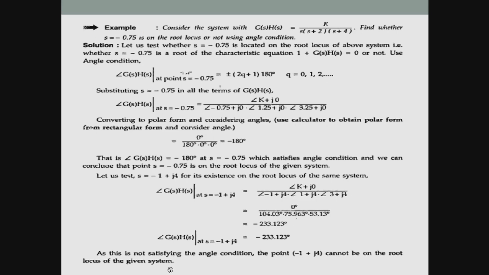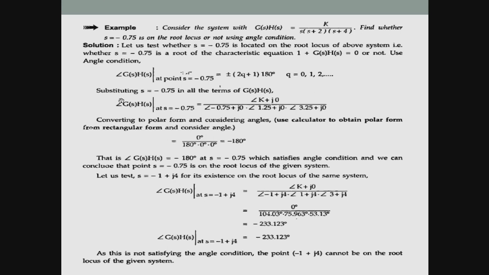We will show you this with a simple example. Consider a system with G(s) H(s) given by K divided by s (s plus 2)(s plus 4). Find whether s equal to minus 0.75 is on the root locus or not. We have to check whether the given point is on the root locus or not.